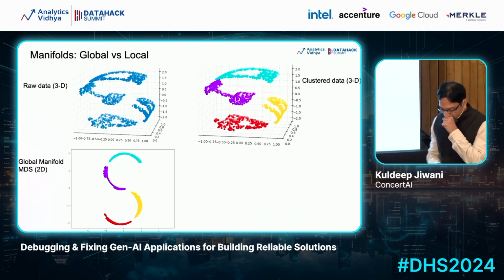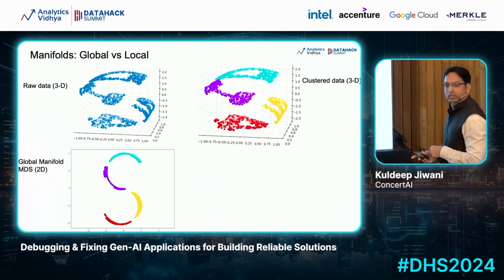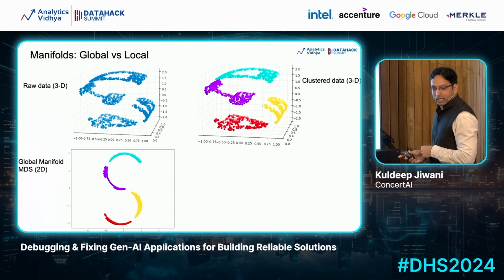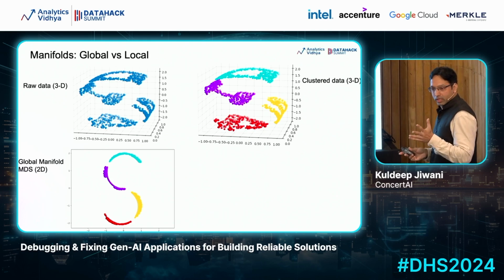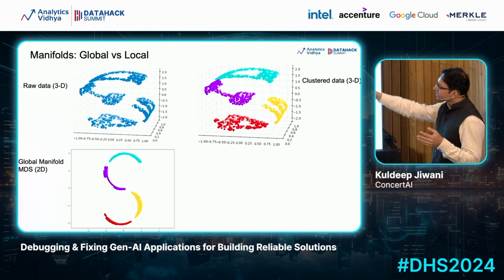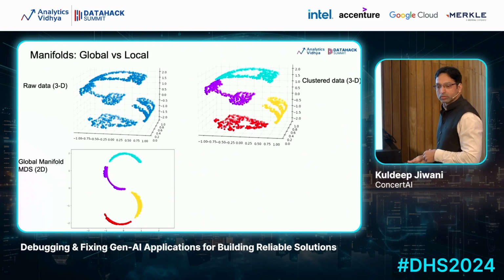But the key part, can you guess the local one? Any guesses? Local means looking at the neighborhood, right? Look at the picture. What can you guess will come up in the local manifold? Any guesses?